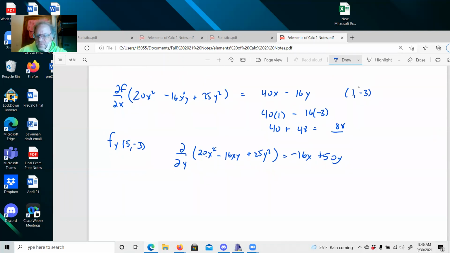So x is 5, so we have negative 16 times 5, and then plus 50 times minus 3. So 16 times 5, I think that's negative 80, right? And then minus 150, so that should be negative 230. All right, so that should be our answer for this thing.